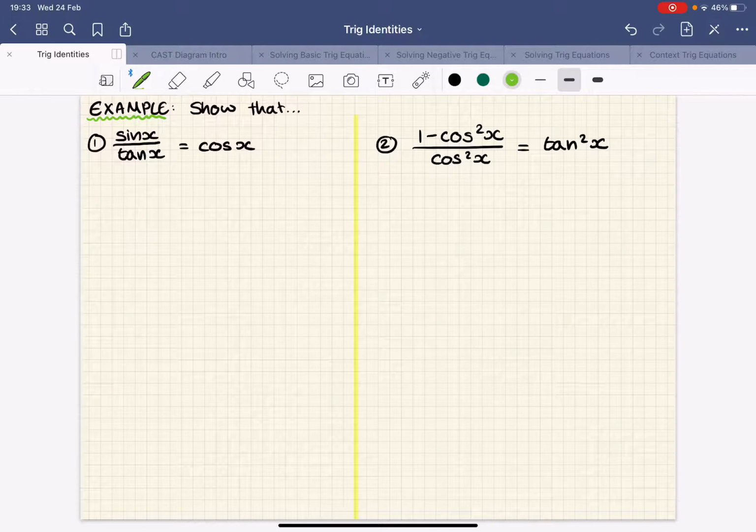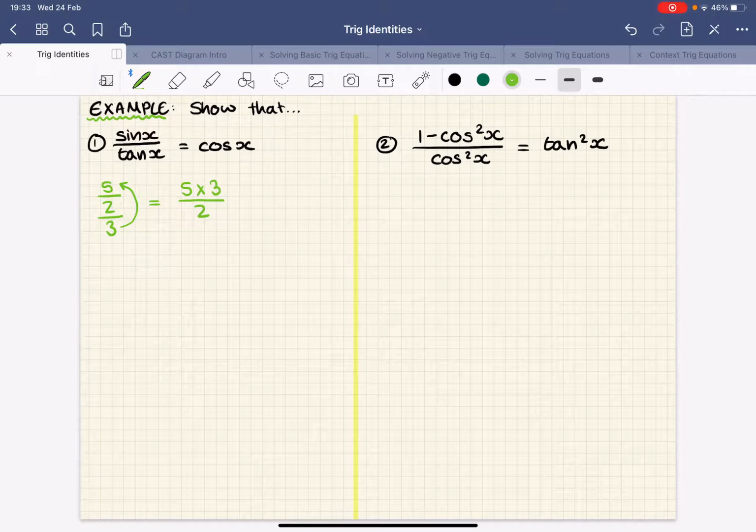Now for question 1, I've got sine x over tan x equals cos x. An important thing to keep in mind quickly before we begin. Say for instance, I had a fraction like 5 over 2 over 3. When I've got a triple layer like that on the fraction, the third one down actually comes up to the top and multiplies with it. So we're going to have to use this idea in this question here.